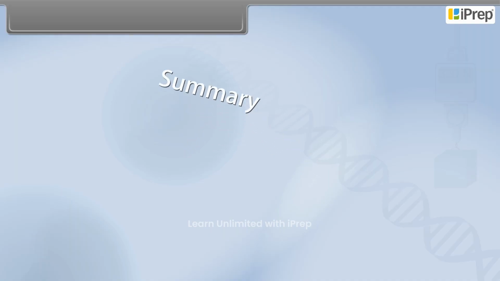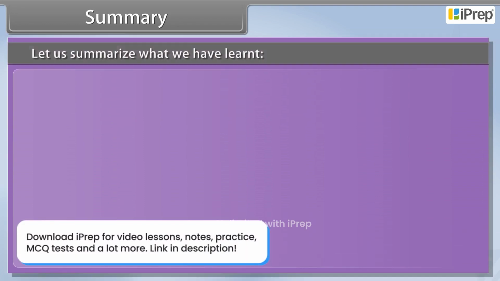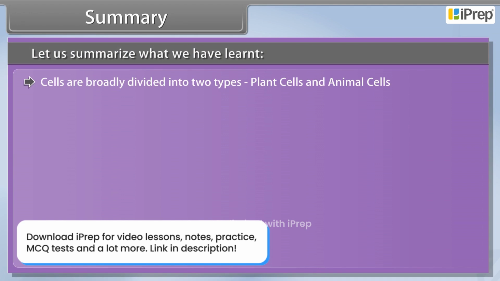Summary. Let us summarize what we have learnt. Cells are broadly divided in two types, plant cells and animal cells.